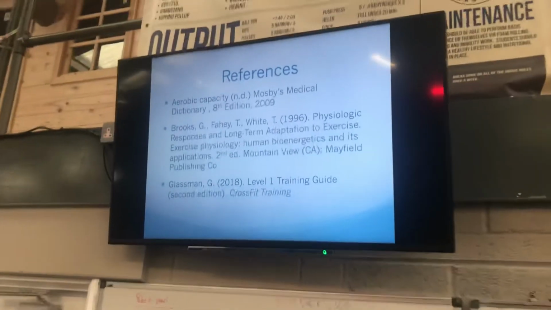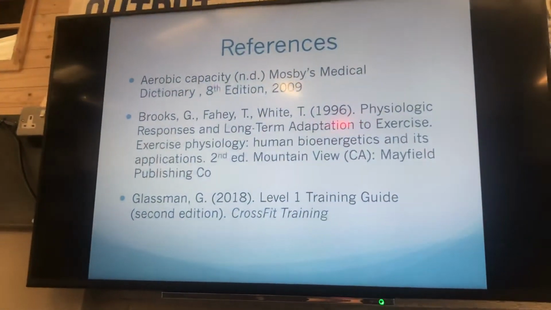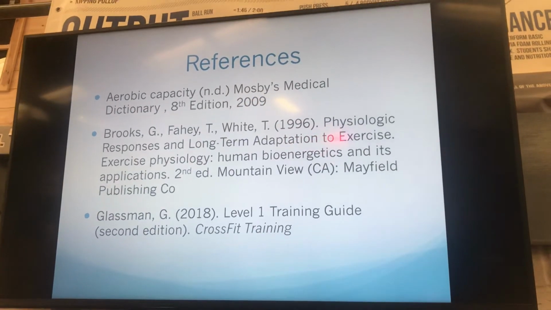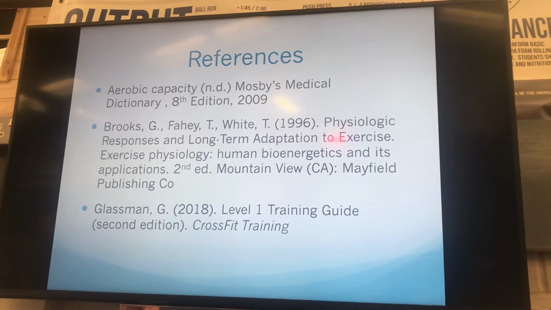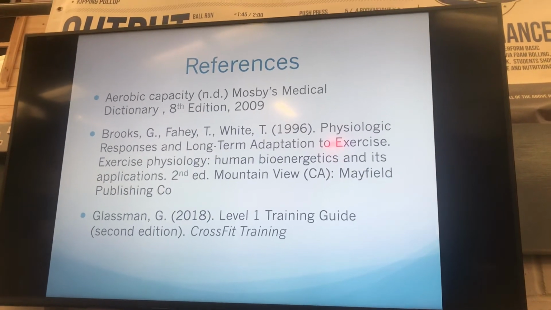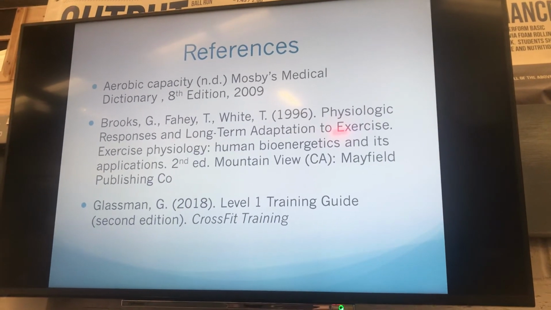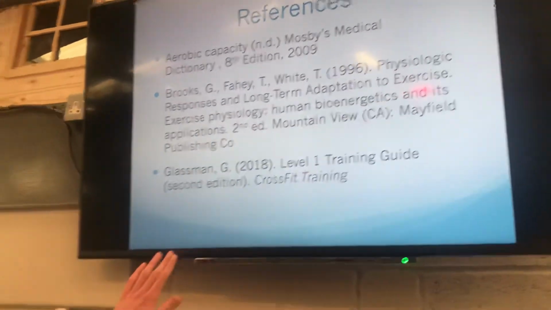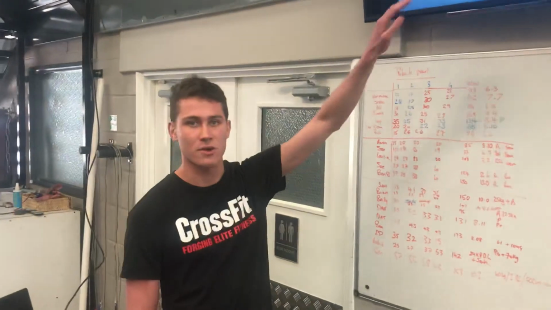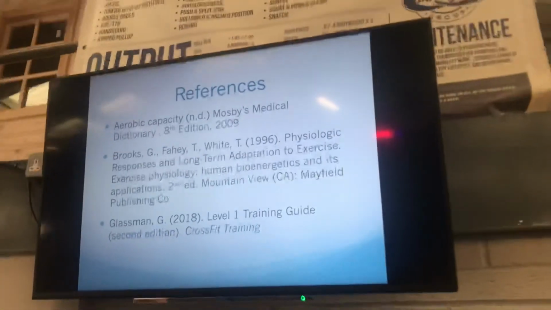Is that it? References. Oh, excellent, well done. So he's got aerobic capacity from Moses Medical Dictionary, Brooks physiologic responses and long-term adaptation to exercise. Good man. Where did you find this? You've got books, and access to it in the CrossFit Level 1 training guide. And then of course the aerobic capacity website and Chris Hinshaw's Instagram, which is probably the most important one. Yeah, that's where I got all my programming.